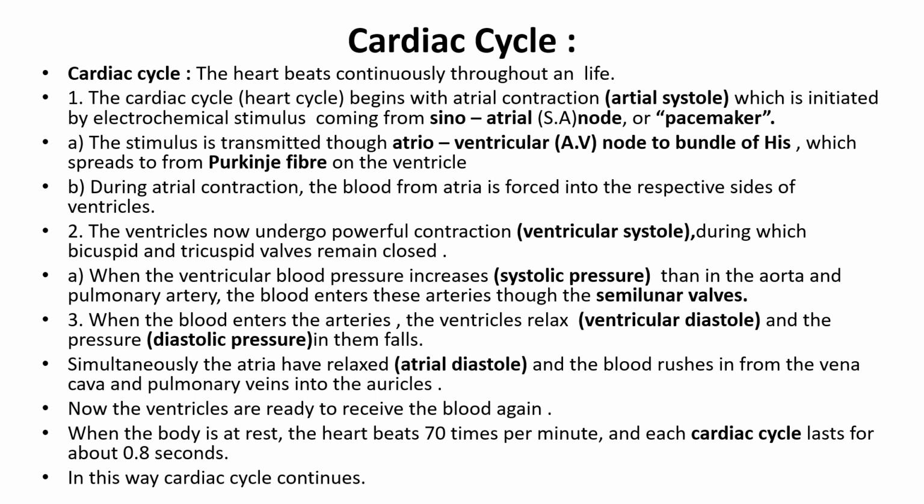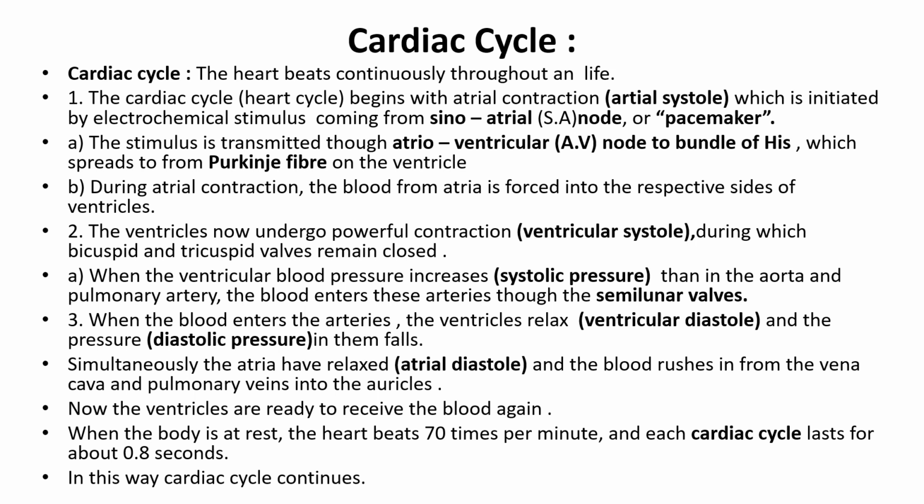Cardiac cycle. The heart beats continuously throughout life. The cardiac cycle begins with atrial contraction, that is atrial systole, which is initiated by an electrochemical stimulus coming from the SA node, that is the sinoatrial node, which is also called the pacemaker because it initiates that impulse. The stimulus is transmitted through the atrioventricular node to the bundle of His, which spreads to Purkinje fibers on the ventricle. Then during atrial contraction, the blood from the atria is forced into the respective sides of the ventricles.